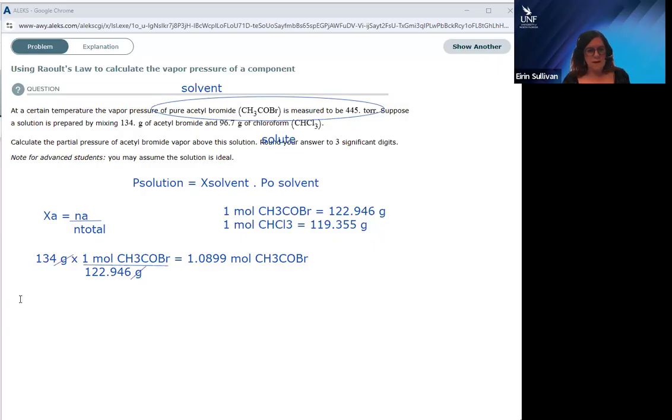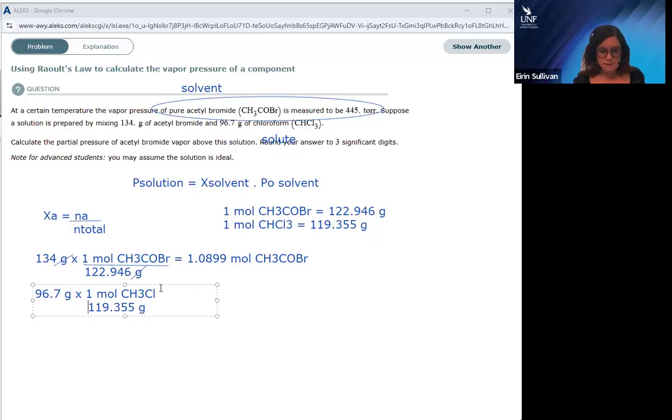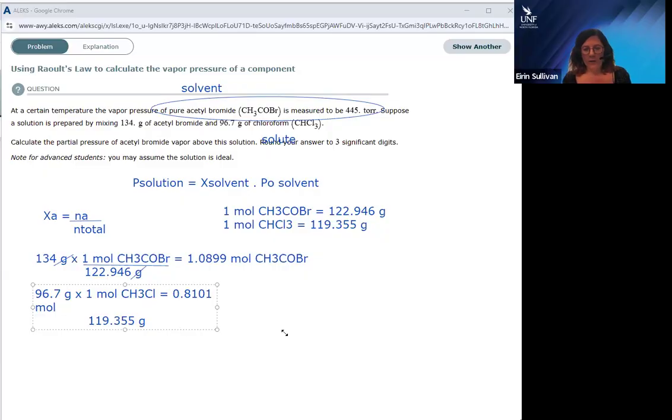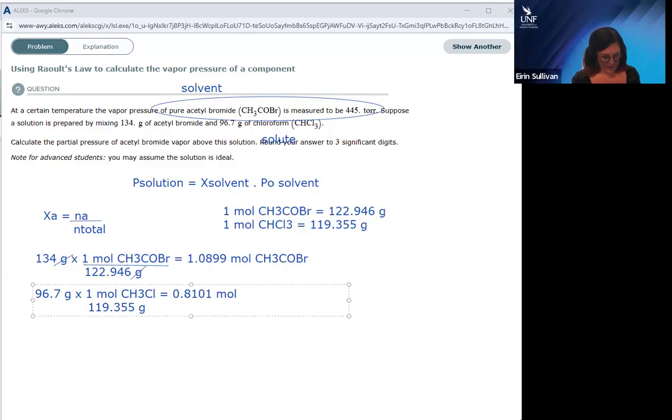Don't stop there. We're not done yet. We've also got to know how many moles of solute we have. Our solute is the chloroform, so 96.7 grams of chloroform. Every 1 mole of chloroform weighs exactly 119.355 grams. Stick that in your calculator, and our number of moles of chloroform in the mixture is 0.8101 moles. It's also useful to notice that the solute is the minor molar component. There are fewer moles of chloroform than there are of the solvent, the acetyl bromide.